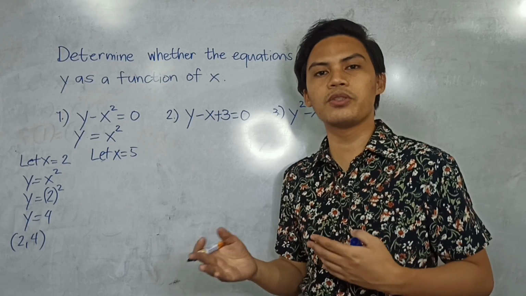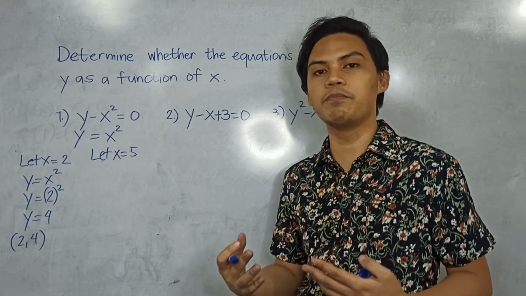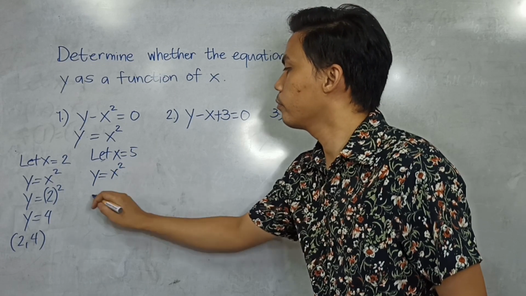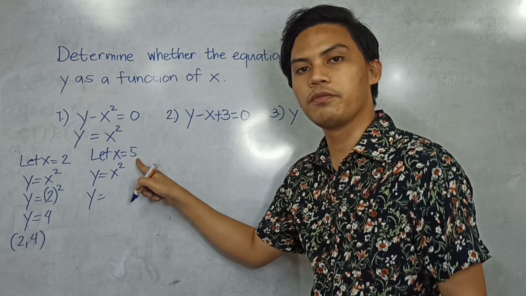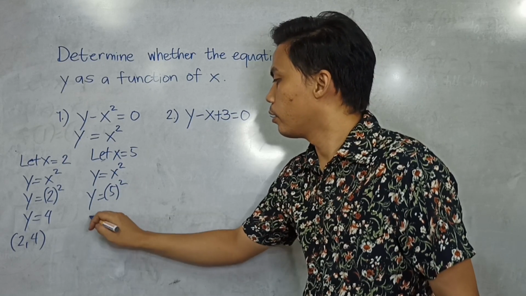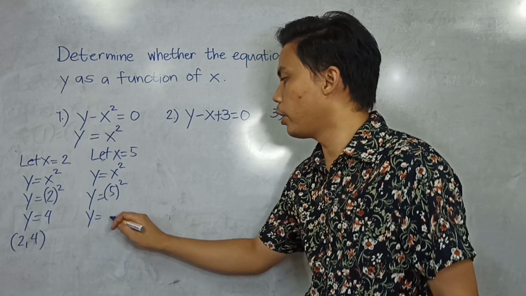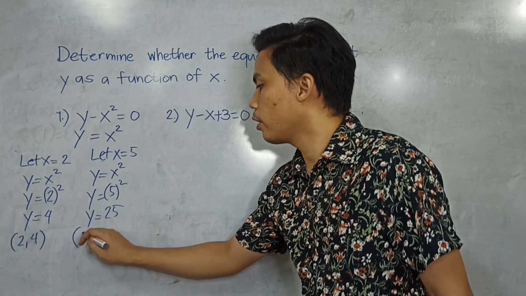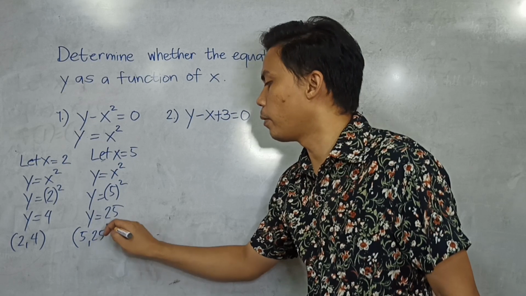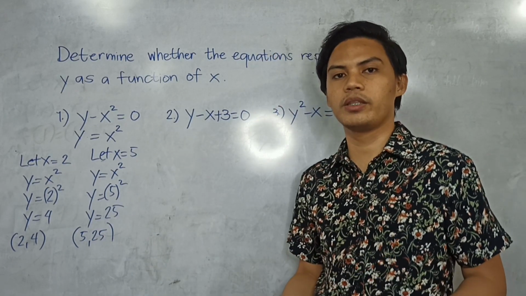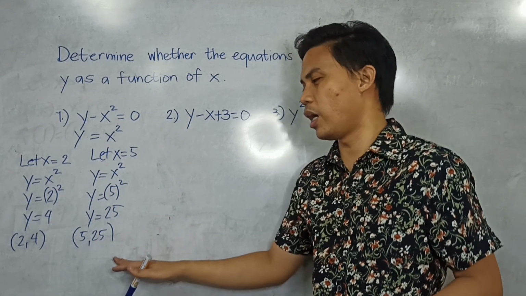So again, you can substitute any value of x or any inputs. So using the same equation, x now becomes 5. So we have 5 squared. And 5 squared is equal to 25. Therefore, the ordered pair is 5, 25. Now, you can have as many inputs as you want. Okay? Pero okay na rin itong dalawa.